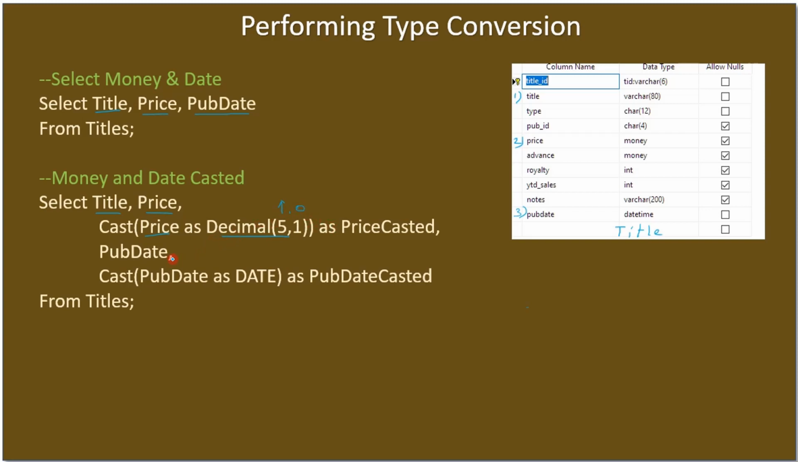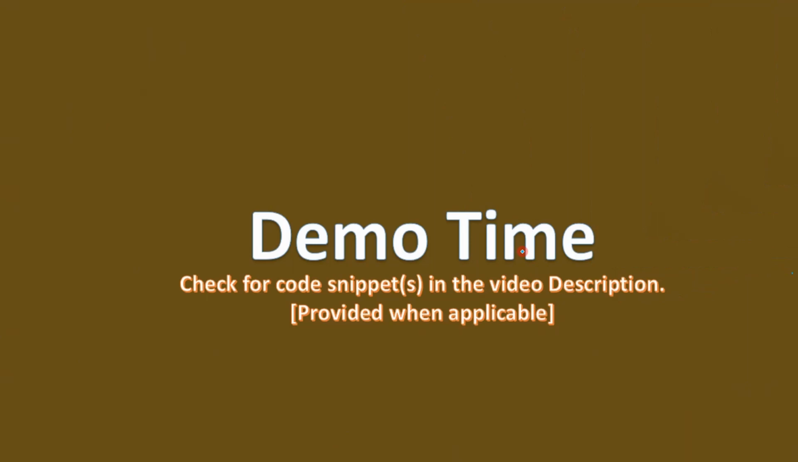Next we have pub date, the publishing date. Then we are casting that as date. So it's already datetime, but this time we are casting it as a date. Or if you need, you can cast it as a string as well. So that's the use of the cast function. Alright, now we will go to the demo and see how the cast function is working.